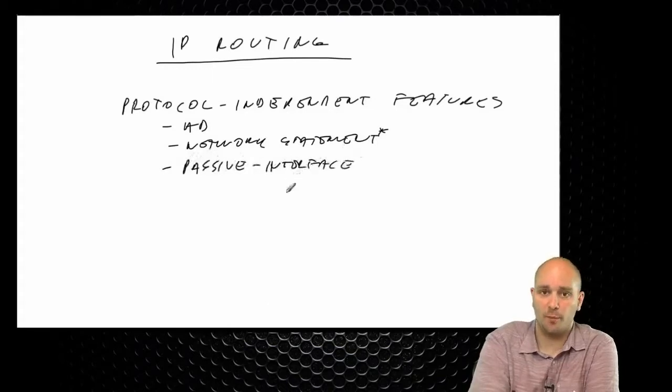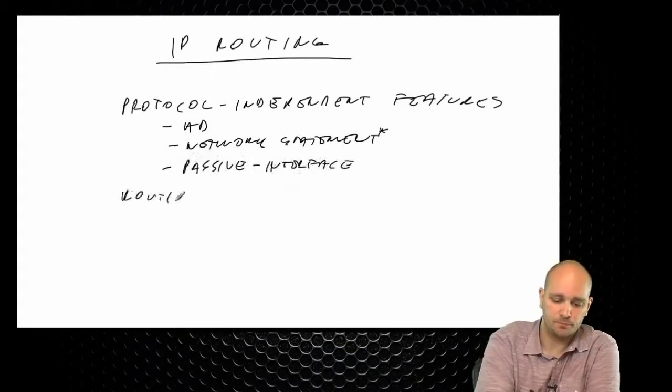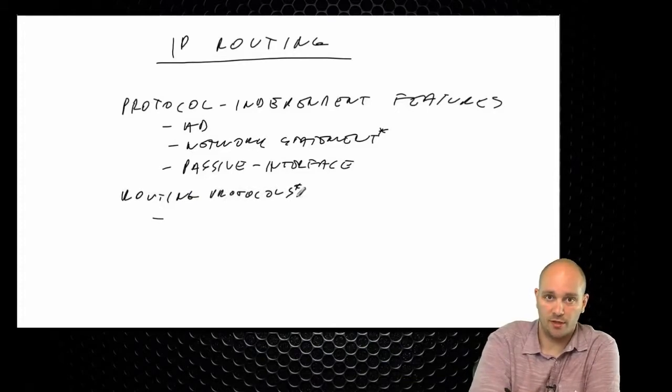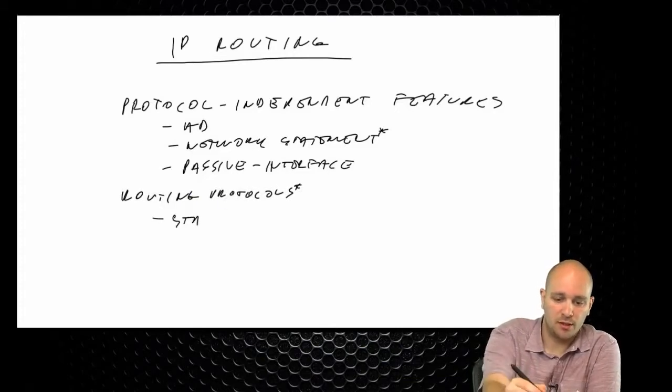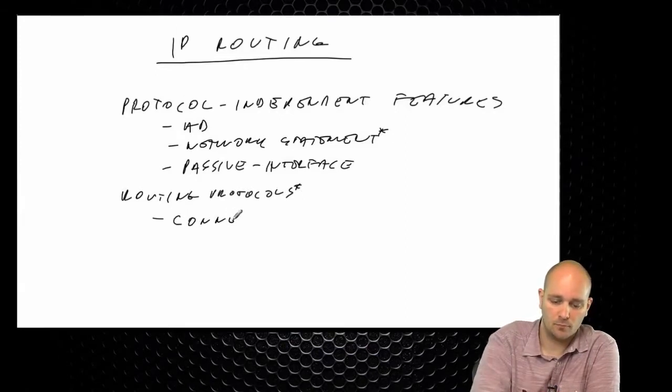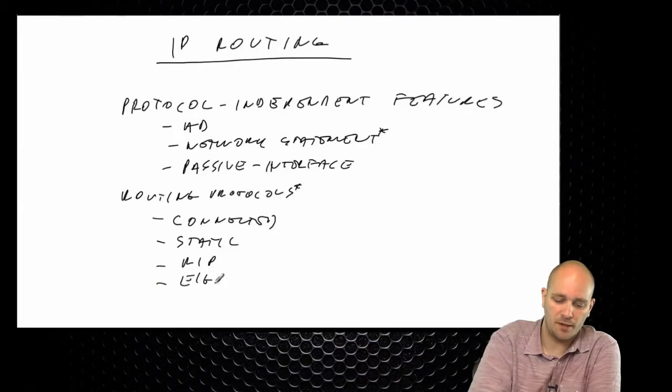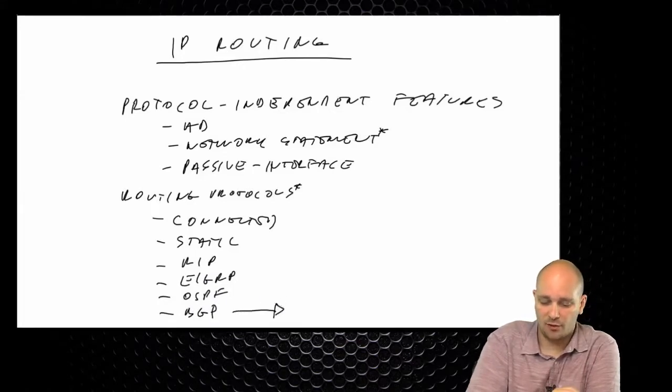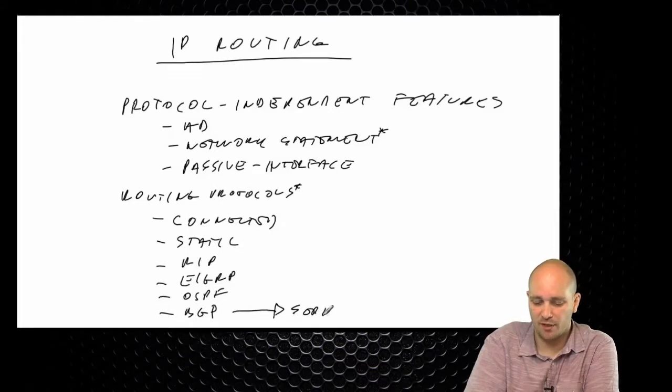And then of course we are going to talk about different routing protocols. Protocols, again, with an asterisk there. We're going to talk about the connected routes, static routes, RIP, EIGRP, OSPF, and of course, BGP, even though I like to talk about BGP separately from the others.